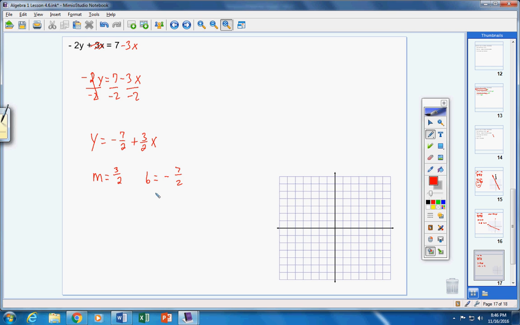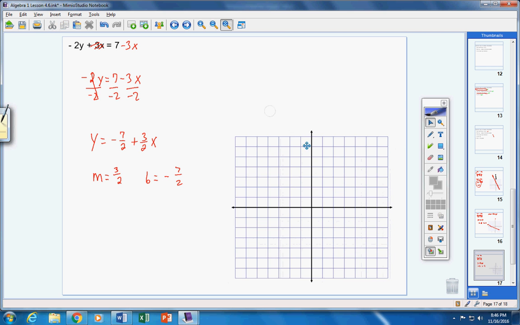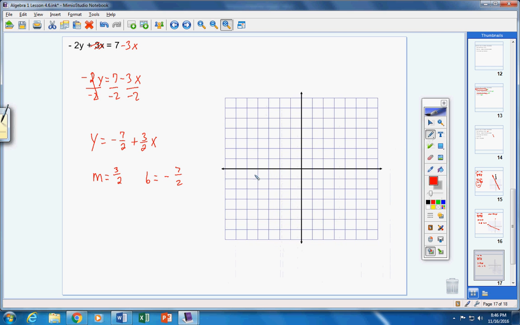Now step 2 is to plot the y-intercept. Well, this is a little weird, guys. Your y-intercept is negative 7 over 2. Don't you think it'd be easier to plot that on our y-axis if we wrote it like a mixed number or a decimal? In other words, negative 7 halves is the same thing as negative 3.5. Okay? So that's where we're going to plot our y-axis at. 1, 2, 3.5. There.